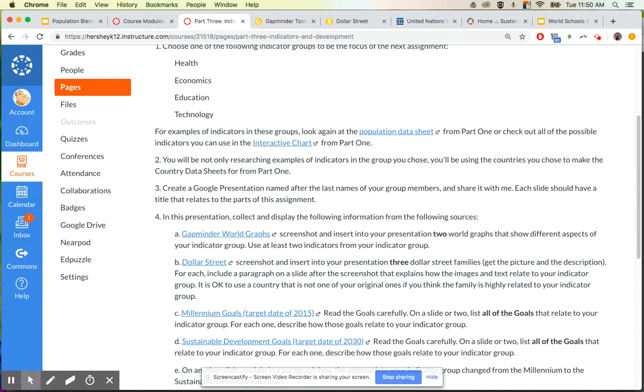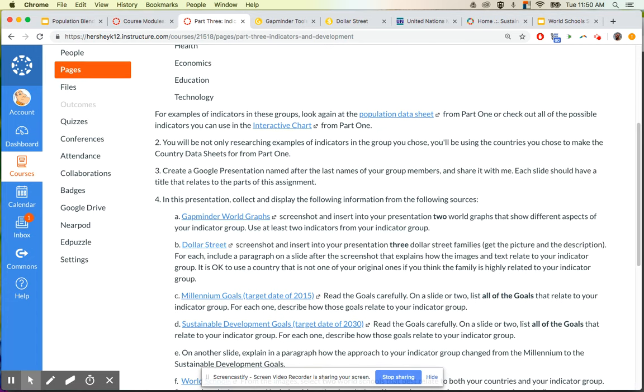So, number 2, you'll not only be researching examples of indicators in the group you chose, you'll be using the countries you chose to make the country data sheets for Part 1. Create a Google presentation named after last names of your group members and share it with me. Each slide should have a title that relates to the part of the assignment.